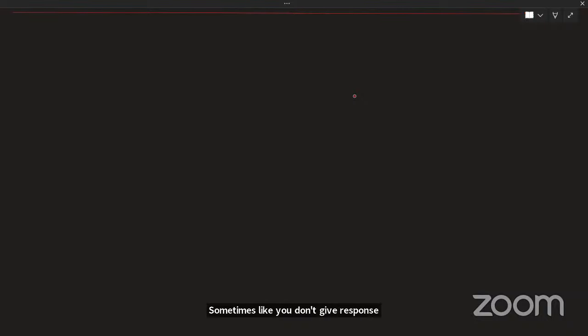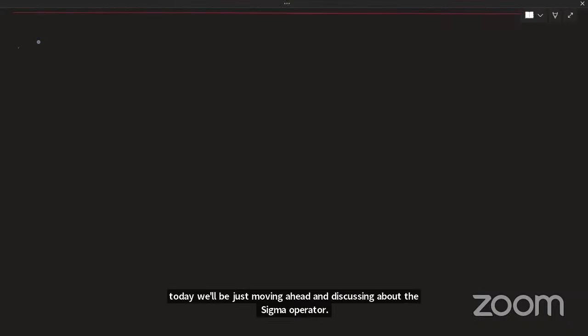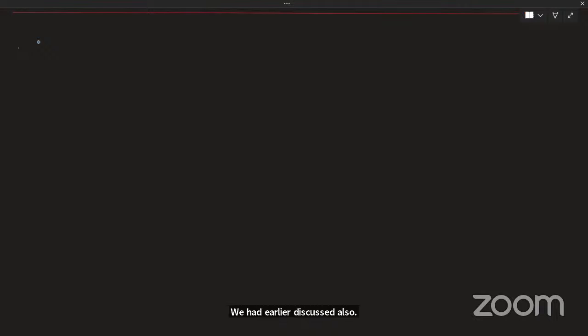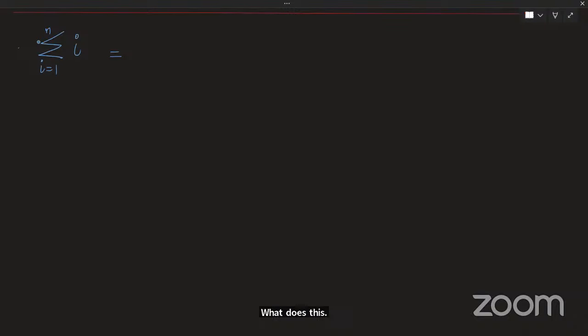So today we'll be moving ahead and discussing the sigma operator that we had earlier discussed also. Just related to that, I'll give you one or two more properties. Before that, sigma, i equal to 1 to n. Can you tell what this thing means to you? A1 plus A2 and so on. Sum of natural numbers? Are you sure?